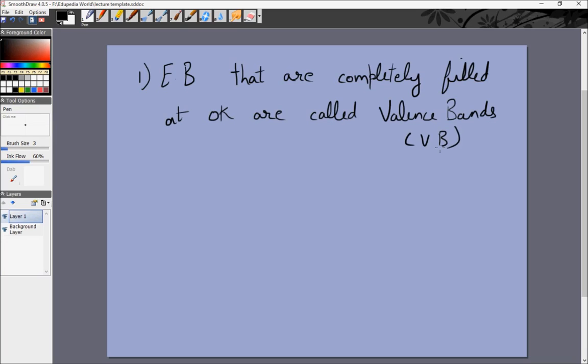and we'll denote them by VB. Now generally the highest energy state that is completely filled is called the valence band, but we generally call valence band any of these, though when we'll be talking about valence bands, the band that will be of interest will be the highest energy one.